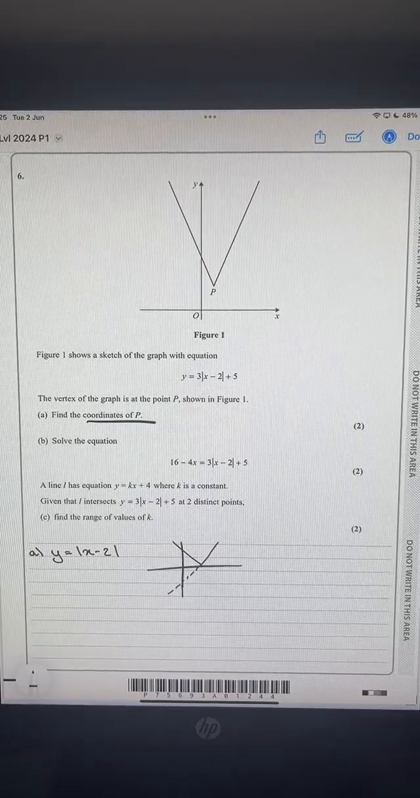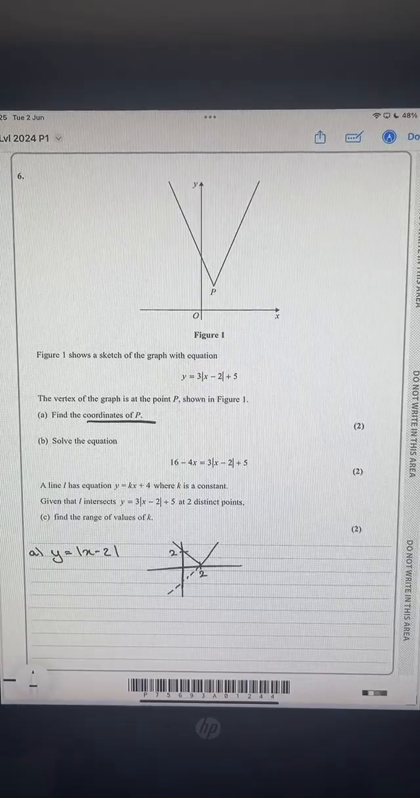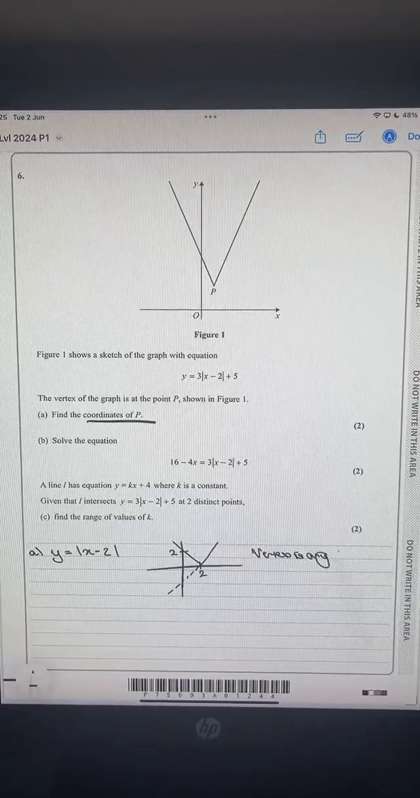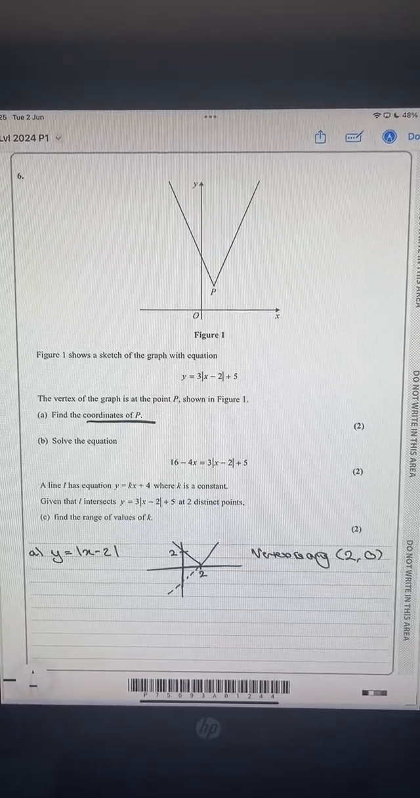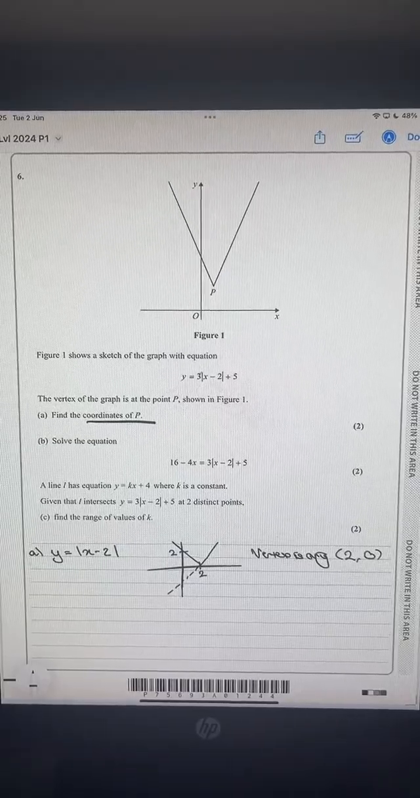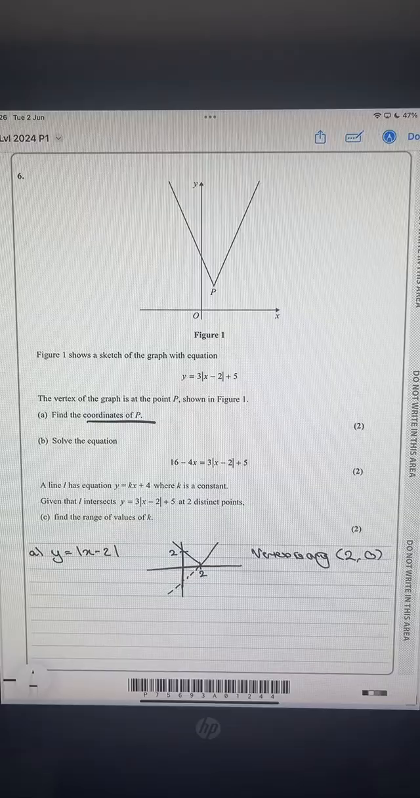So if it was minus 2 down here, it's going to come to plus 2 over here. And because the gradient is just 1, this is also going to be 2. So you can see that my vertex is originally at (2, 0). Now hopefully you guys can see why finding the vertex of point P is not so bad, because the original vertex is over here at (2, 0), and this graph is a transformation of a stretch by 3 vertically and moved by 5 vertically.